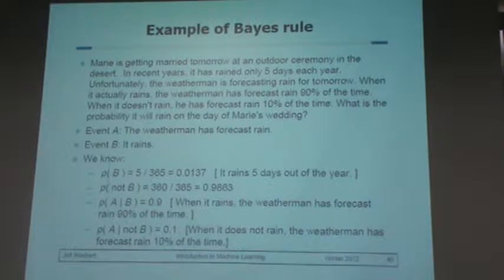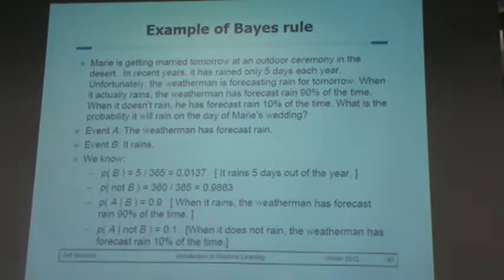So how can we represent the probability that it will rain on the day of Mary's wedding? It's a forecast. Rain is A. Given A, what is the chance of rain? So that is B bar A, the probability of B given A.